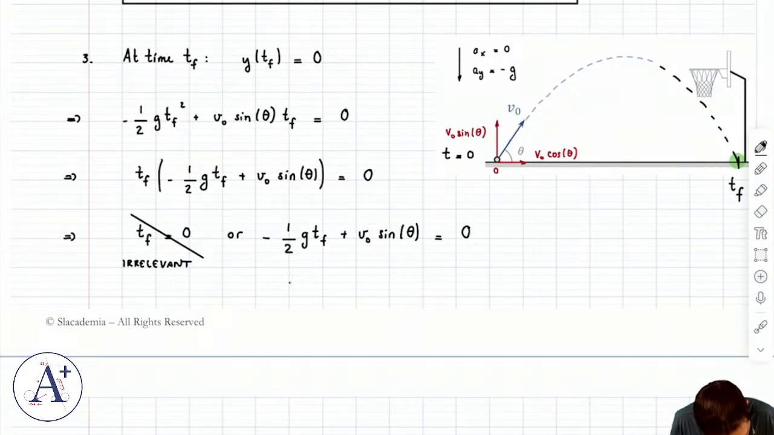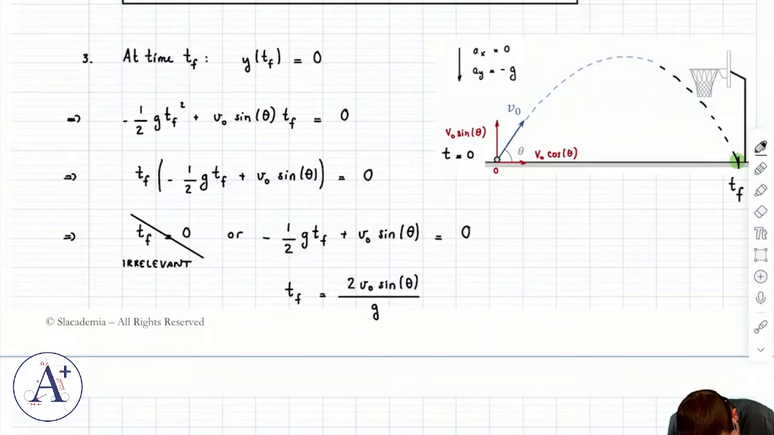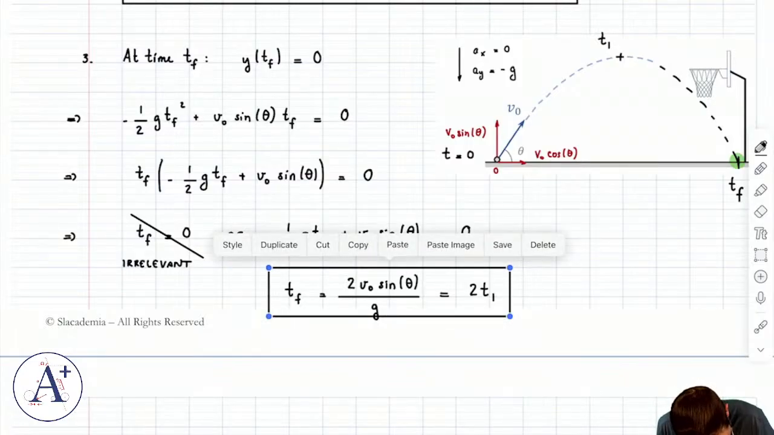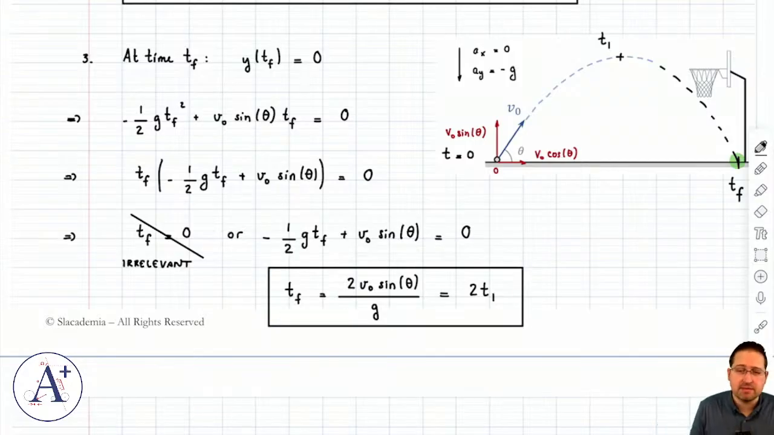Okay, so then T final is going to be, now we're going to multiply by 2, divide by g. We're going to get 2v0 sine theta over g, which, by the way, if you're paying attention, is 2t1, where t1 was the time it takes to get to the max height. Okay, now that makes sense, and we're going to compute in a second, but let me say this.